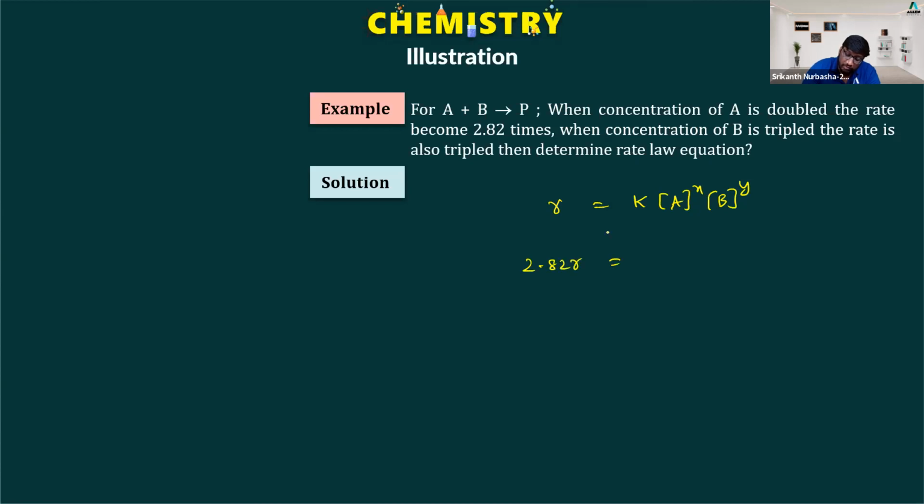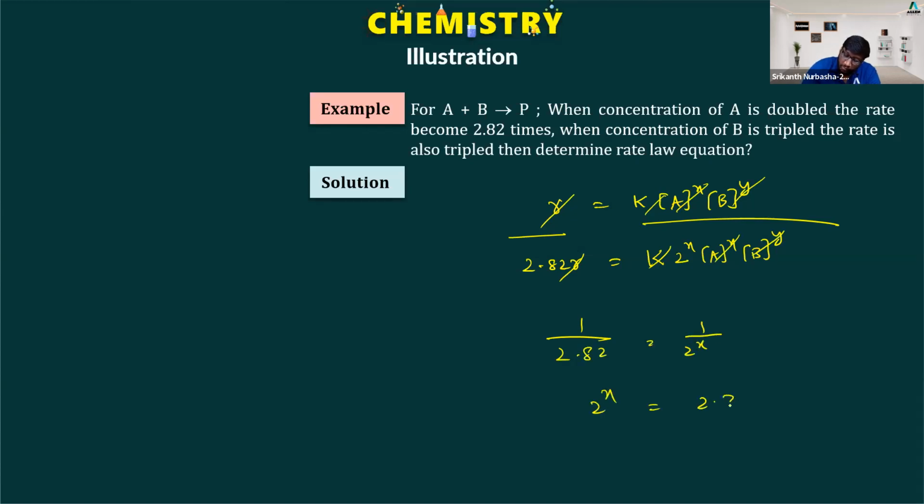2.82 R is equal to K into concentration of A doubled, that is 2 power X, into concentration of B power Y. So R gets cancelled, everything gets cancelled out. You have 1 by 2.82 is equal to 1 by 2 power X. 2 power X is equal to 2.82.